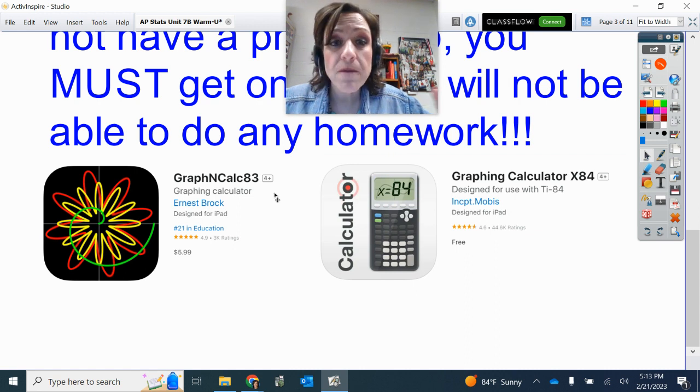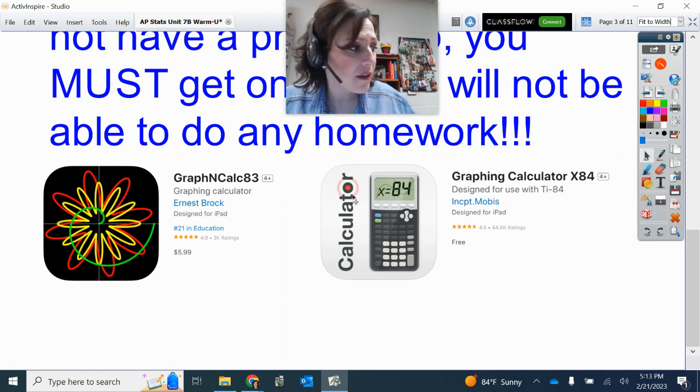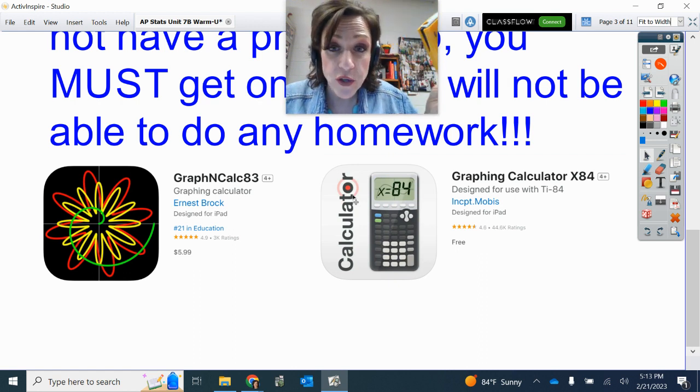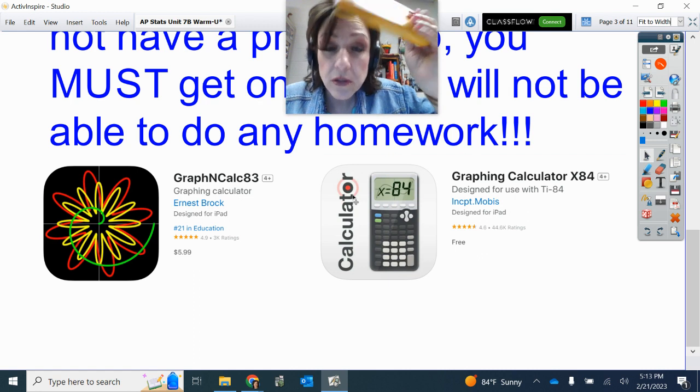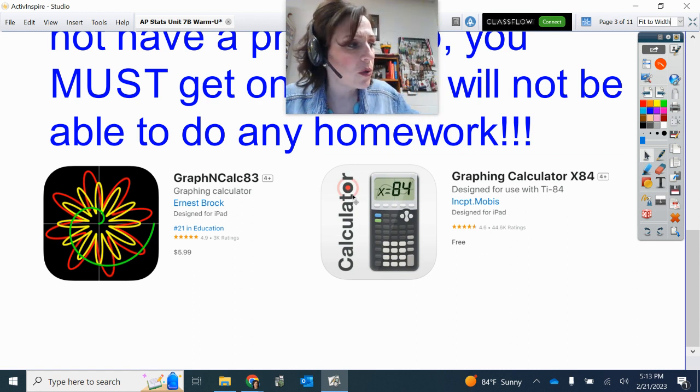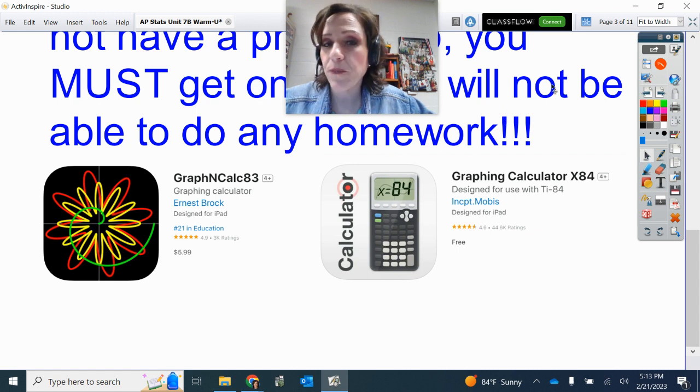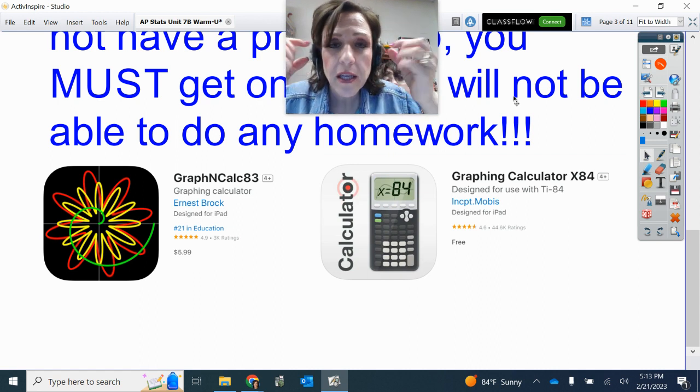My class calculators, null and void, don't work anymore for what we are doing. You must have this. Now, I have 8 of these in my class. So for tests and quizzes, you can use these and you cannot use your phone. Okay. So for those of you who have them, you can use those in class when we get to that. All right. That's all I have to tell you. So good luck to you on your test.